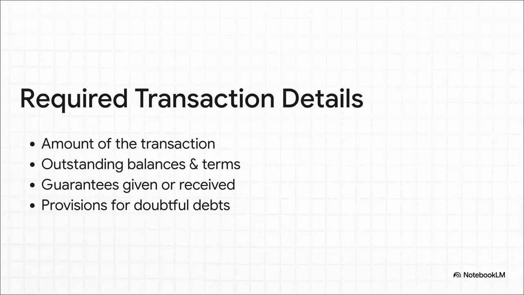And they can't just be vague either. It's not enough to just say, oh yeah, we did a deal with a subsidiary. No way. They have to give you the details. How much was the transaction for? What were the terms and conditions? Were there any guarantees involved? Were any debts written off? This is the nitty-gritty that lets you, the reader, actually figure out what the deal really means for the company.